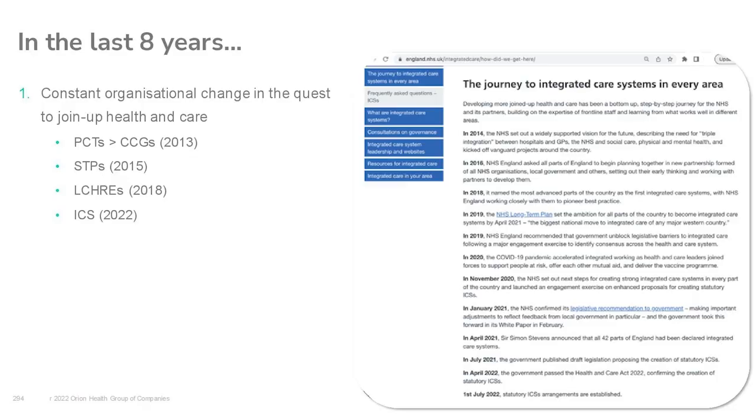But actually what's happened in the intervening 8 years is quite different to what we thought was going to happen. What's happened, and this is obviously just England I'm talking about now, is we've had massive change in terms of the structure of how we organise ourselves. And this is because we're always on this quest to try and shift towards value-based care. We're trying to figure out how to commission services, how to most effectively deliver those services.